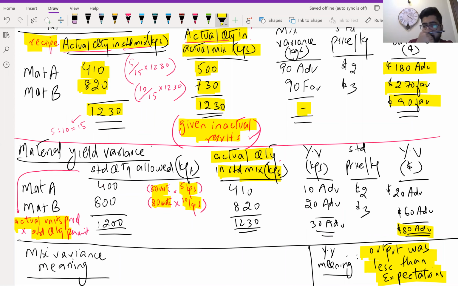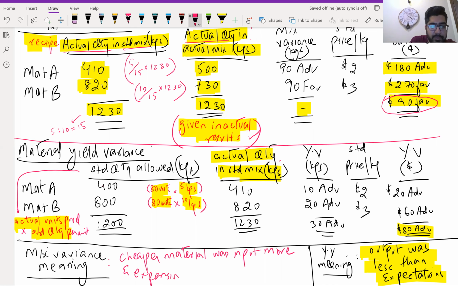This is very easy, that output was less than expectation, but there is some technicality in understanding the meaning of mixed variance. Now, mixed variance of 90 favorable means cheaper material was input more and expensive material was input less. This is just for understanding one time. For the future, you can learn this.